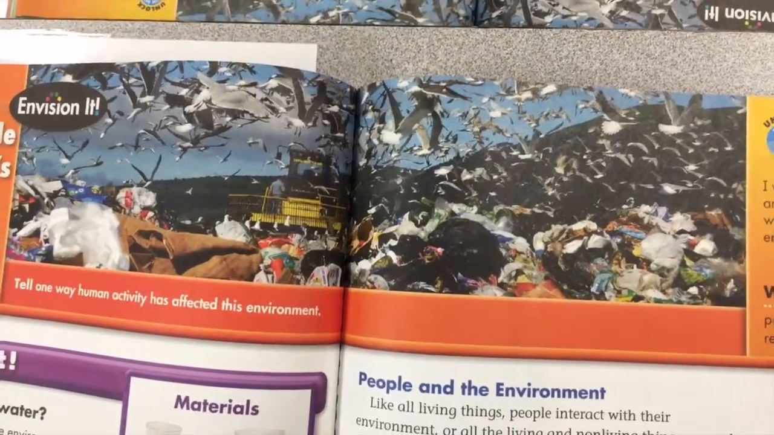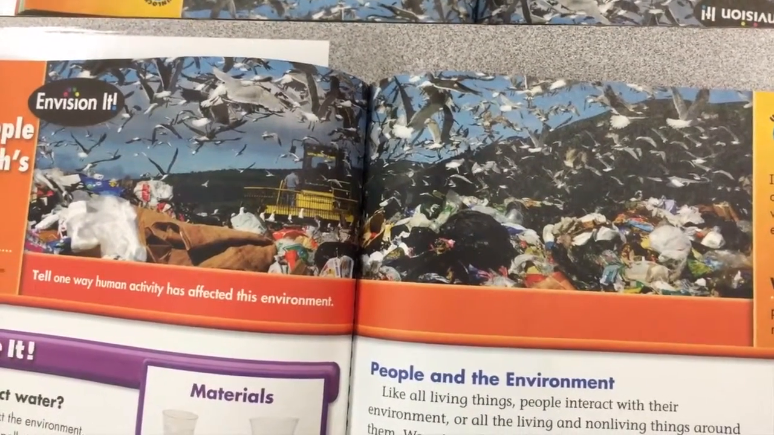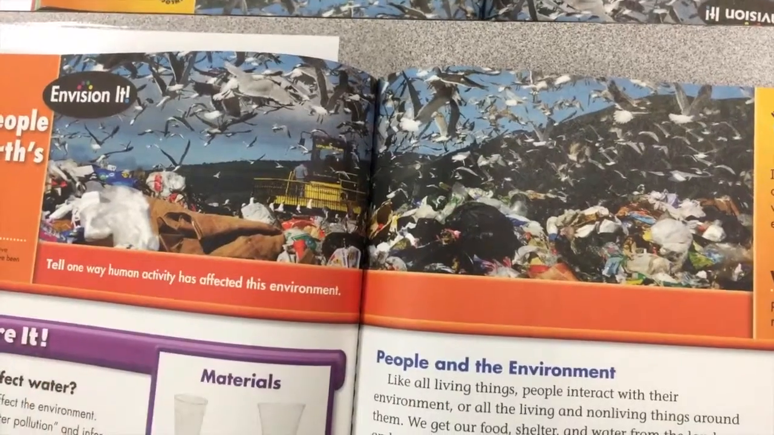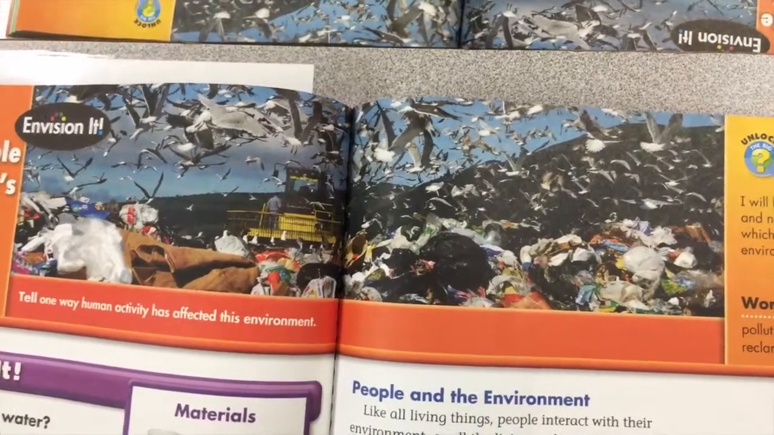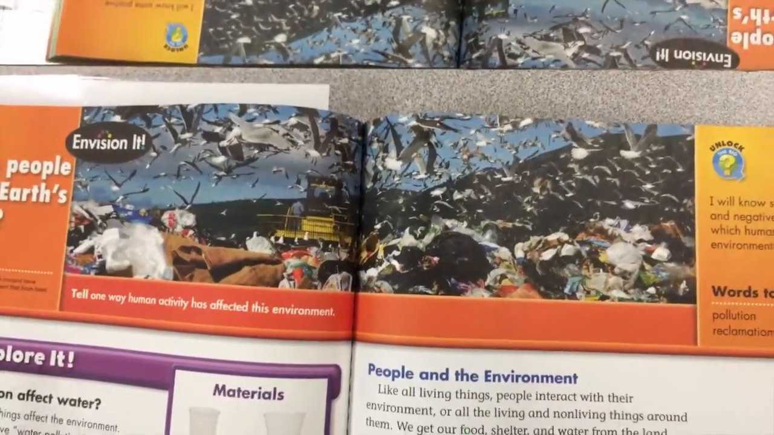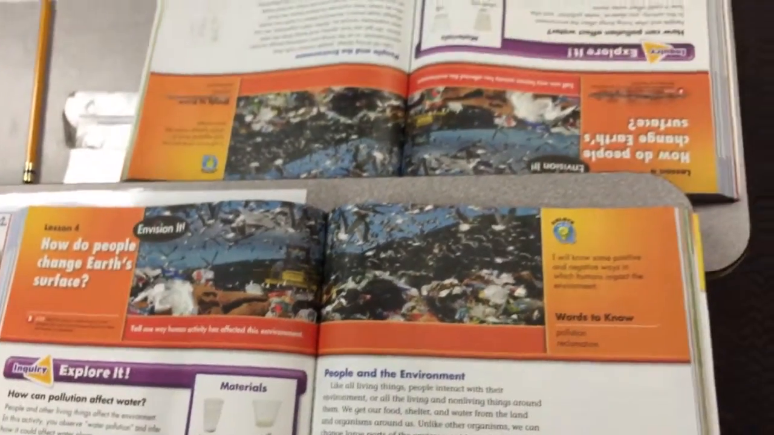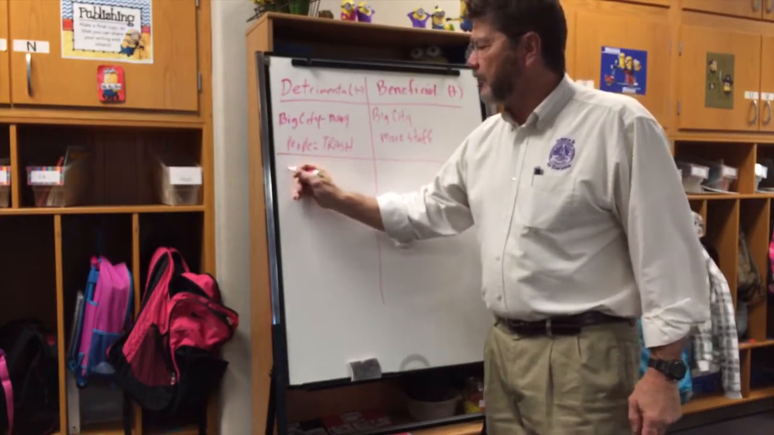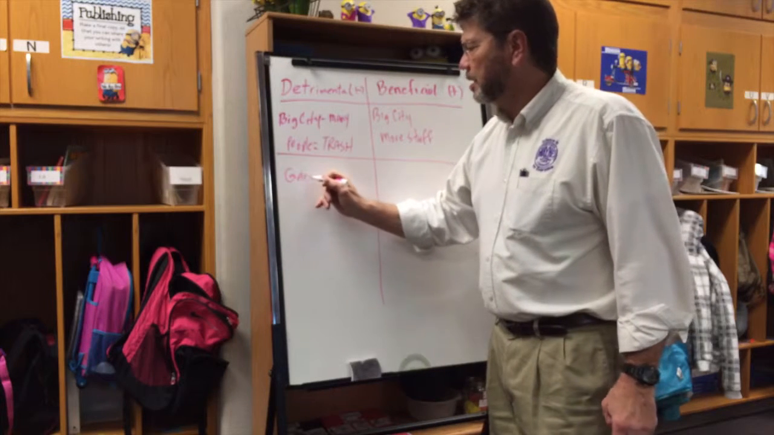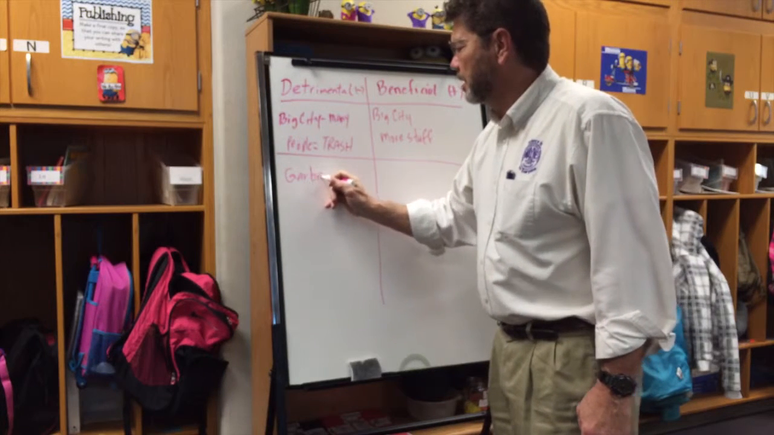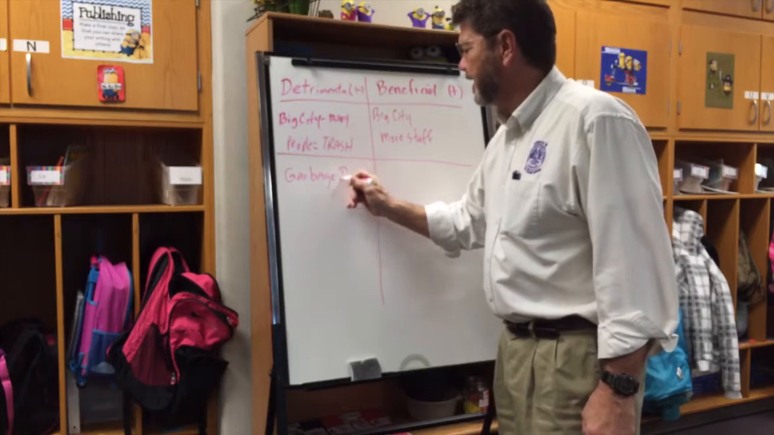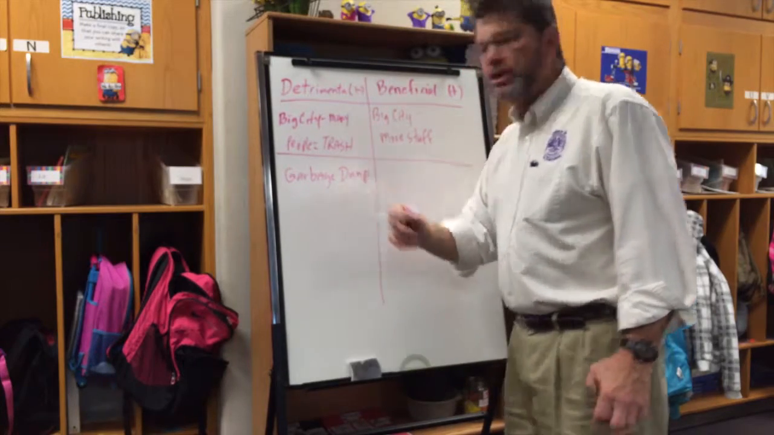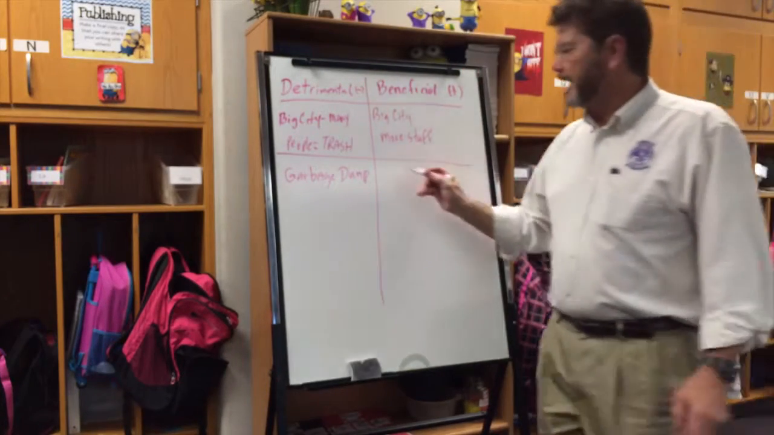It looks like it's either a trash dump or a landfill. Let's see how we're going to do that on our chart. All right, so if it's bad, let's call it a garbage dump, because that's kind of a bad way to say that, I think. And if it's good, let's call it a landfill.